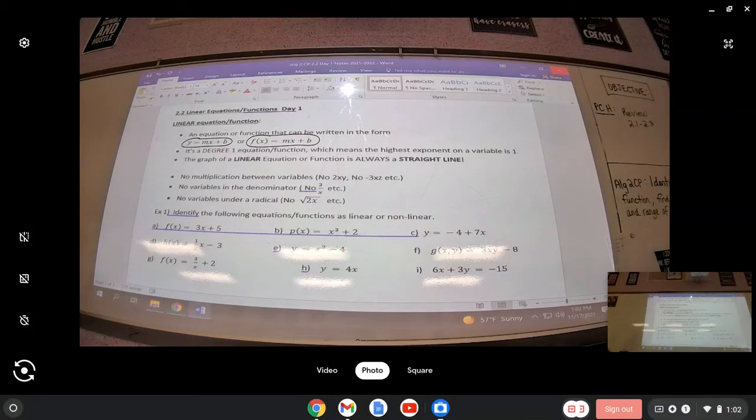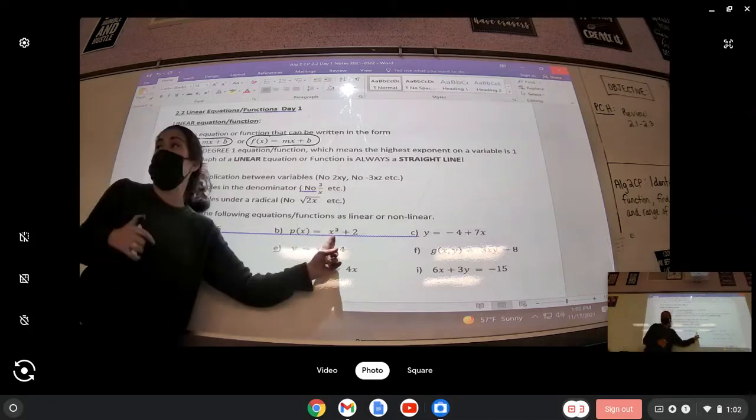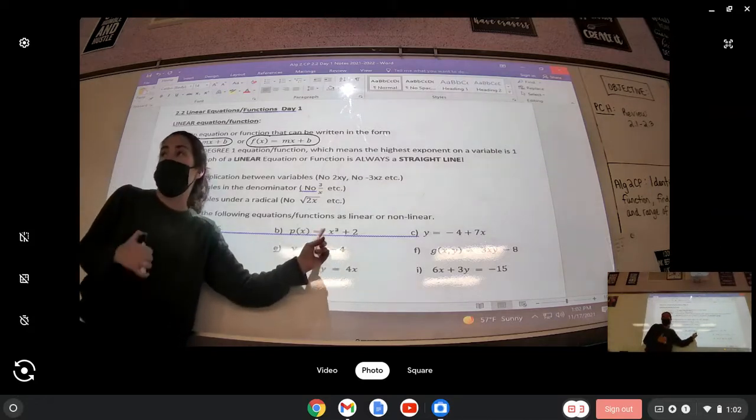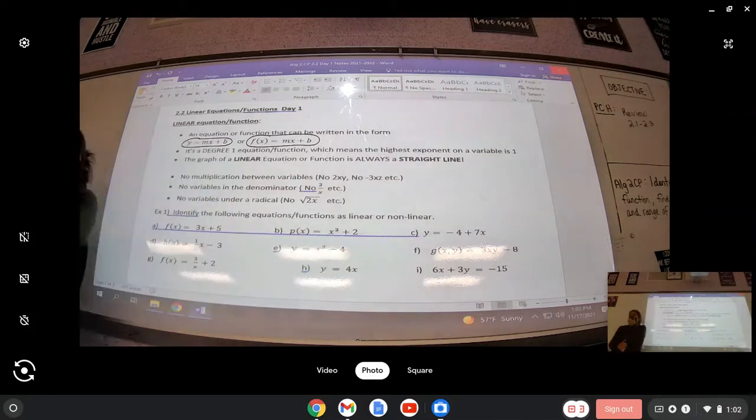Go ahead, Brendan. For b, it says x to the third power. Is that multiplying by... X to the third means x times x times x. That's a third power. That's an exponent of 3. Does that mean it's multiplying x by itself 3 times, not by different variables?